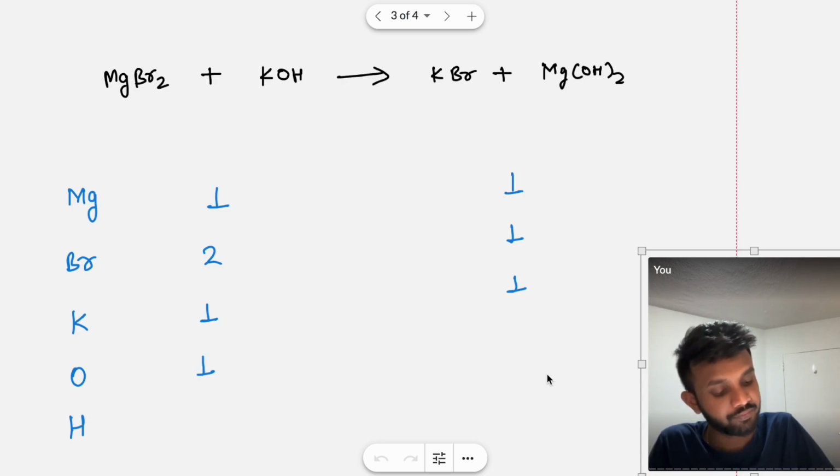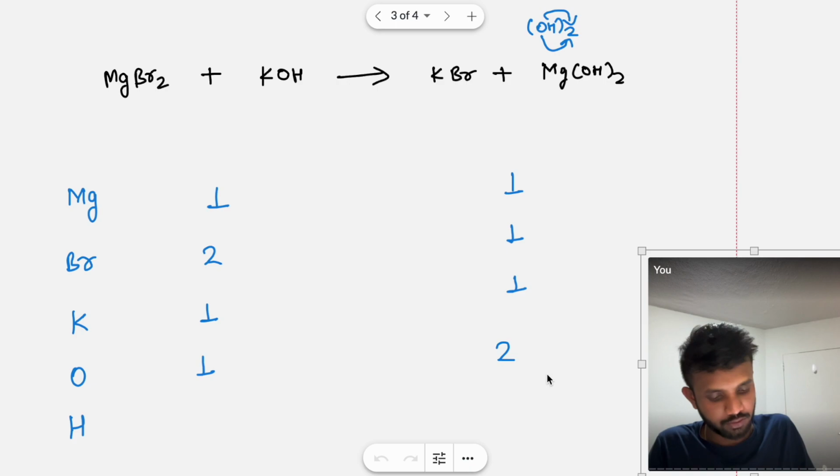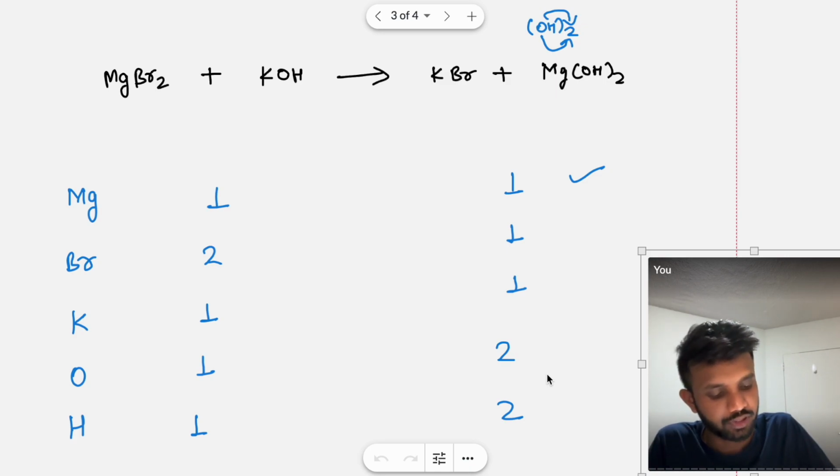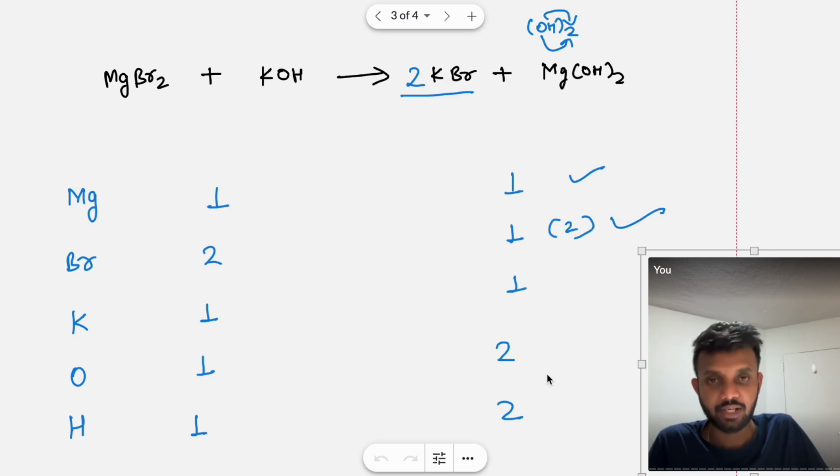The number of oxygen here, see, we have OH twice, right? So this means I have 2 oxygens and 2 hydrogens. So the oxygens will be 2 and hydrogen are 2 here, and hydrogen is 1 here, right? So this magnesium is balanced. Now for the balancing of bromine, I multiply with the 2 here, right? So now I have 2 bromine, so bromine is also balanced.